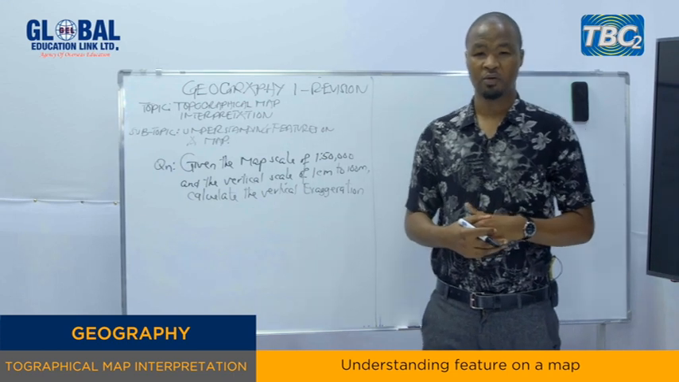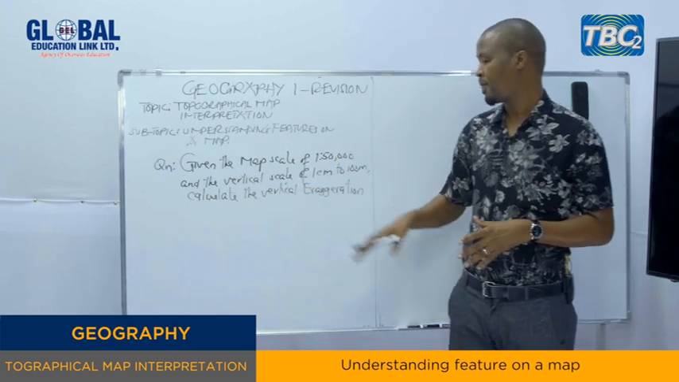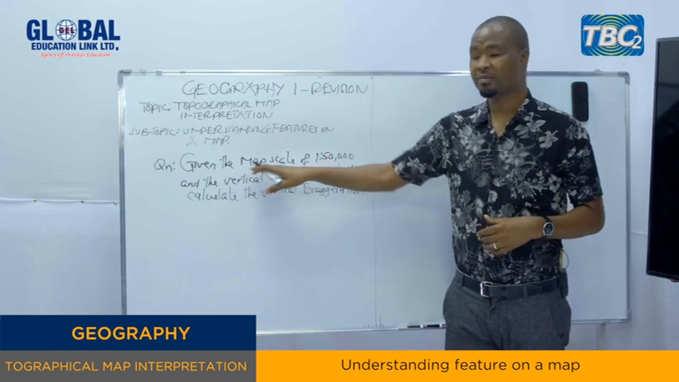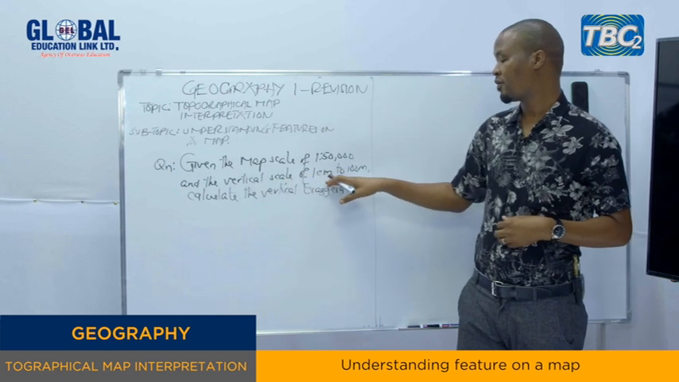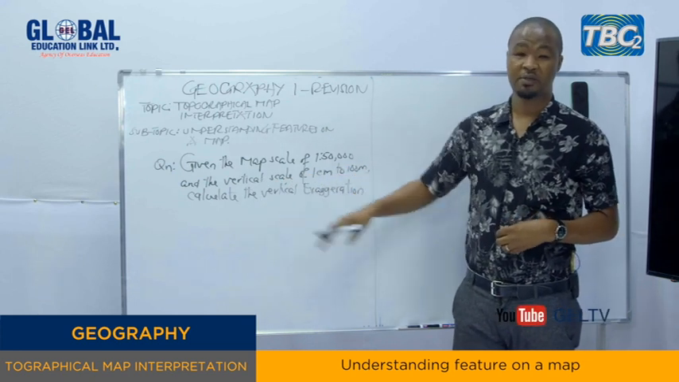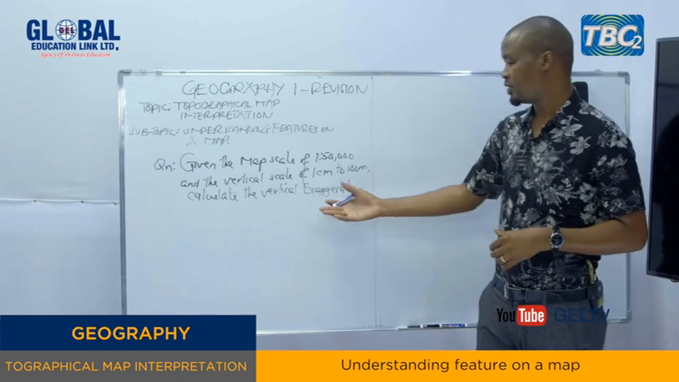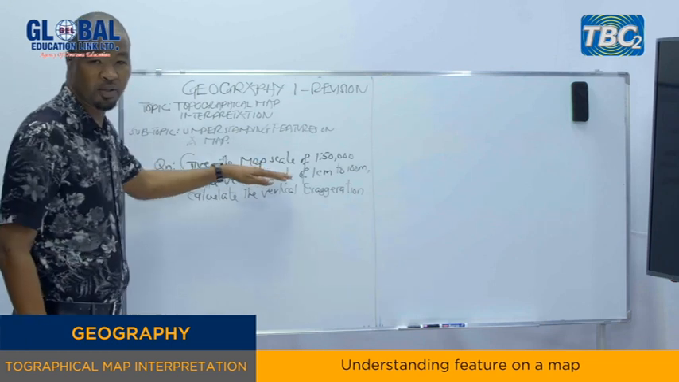Okay, let's see how to calculate another question. Simple question like this one. Given the map scale of 1:50,000 and the vertical scale of 1 centimeter to 100 meter, calculate the vertical exaggeration. So this question, as you can see right here, we have the map scale.